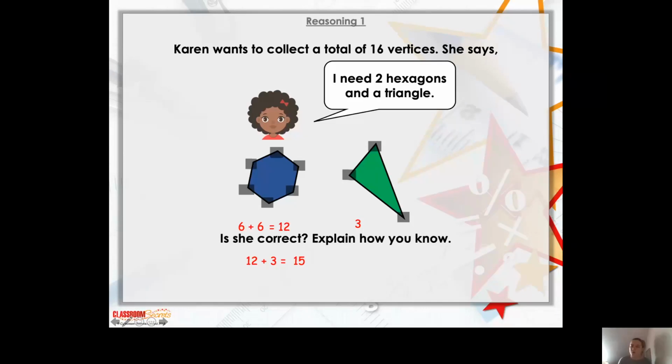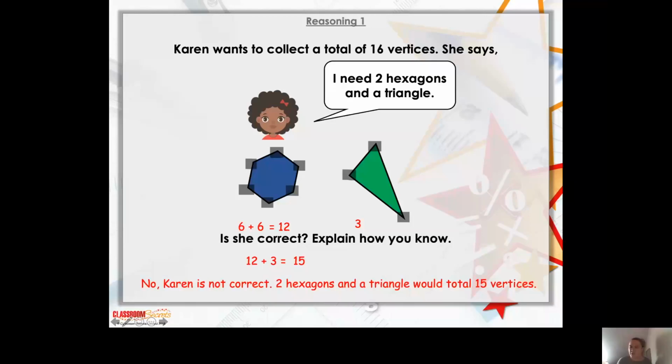So therefore, is she correct? Well, no, she's not, is she? Because she wants to collect a total of 16 vertices. So therefore, she is not correct. So no, Karen is not correct. 2 hexagons and a triangle would total 15 vertices.